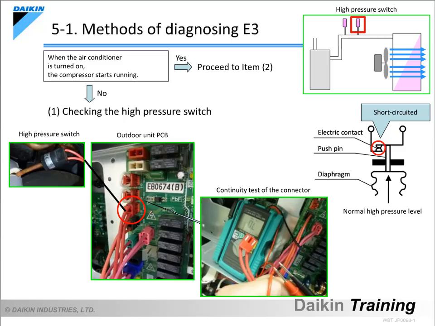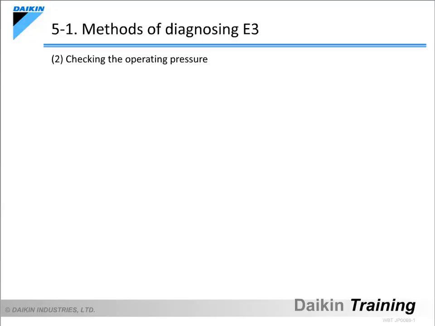If the compressor does not run and the E3 code appears immediately, even if the contact is in a short circuit state, it is very likely due to a faulty PCB and it needs to be replaced. This said, it could merely be poor soldering, so be sure to check the soldering on the back of the PCB before replacing it. Let's now learn about how to check the operating pressure.